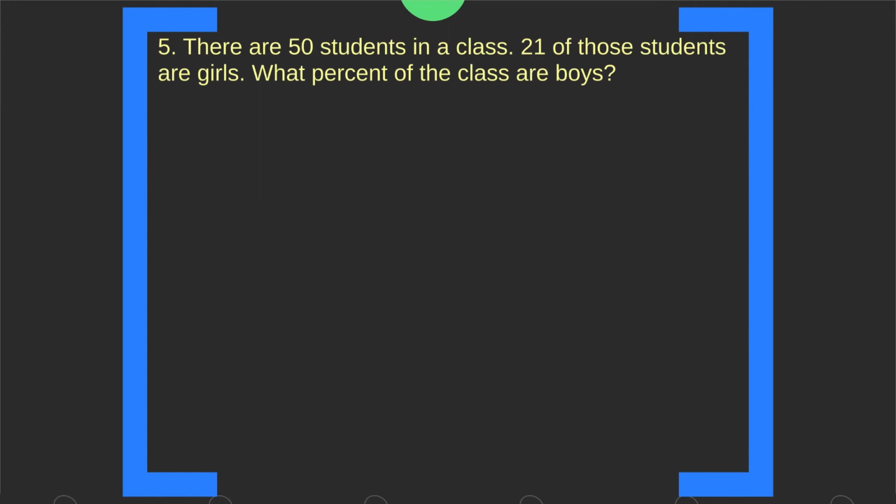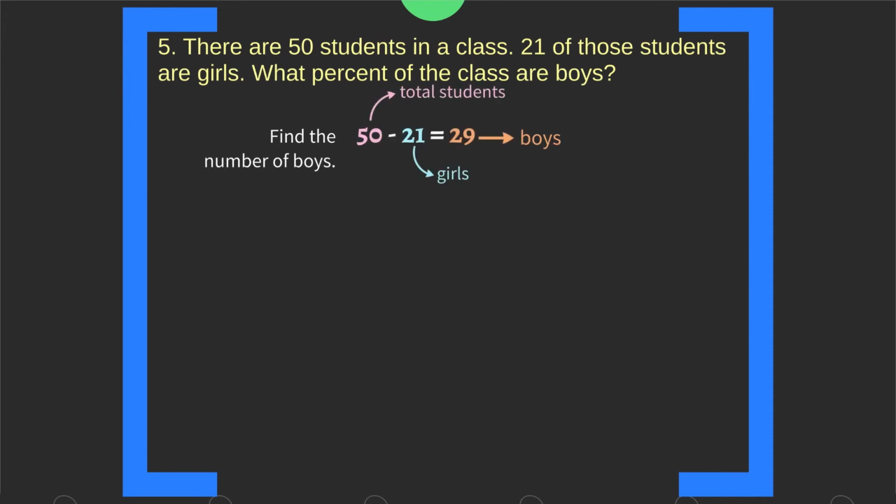But now we have one last example. There are 50 students in a class. 21 of those students are girls. What percent of the class are boys? The number of boys is not given in the problem. So the first thing we need to do is find out the number of boys in the class. That's pretty simple. Just subtract the number of girls from the total number of students. That is 50 minus 21. The difference is 29. Then 29 out of 50 are boys. It can also be written as 29 over 50.